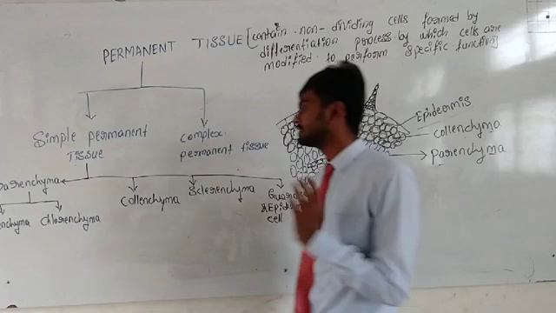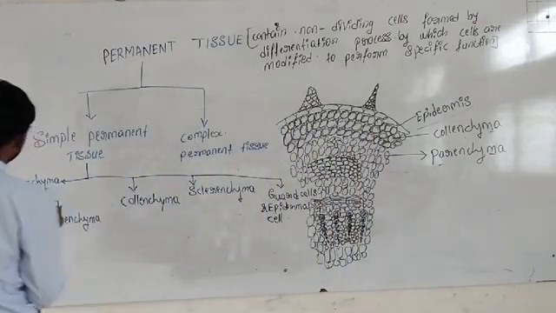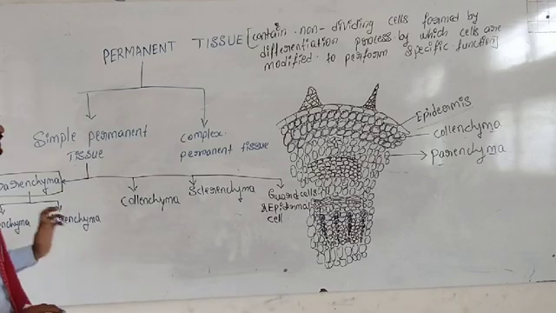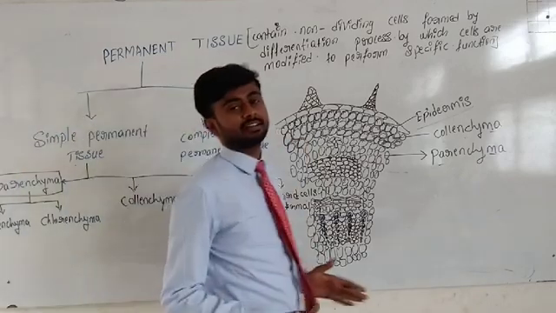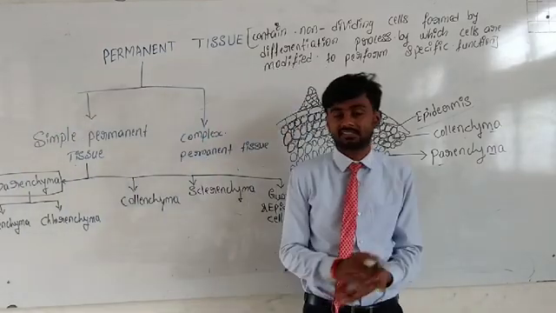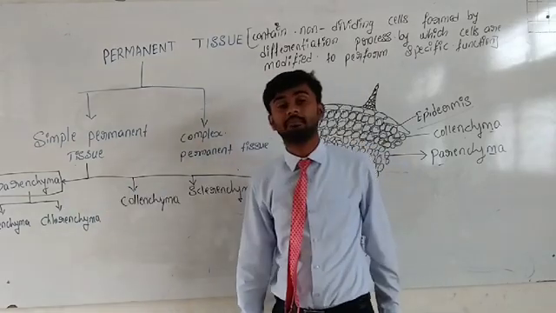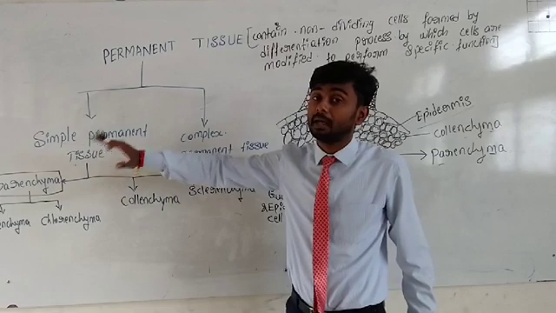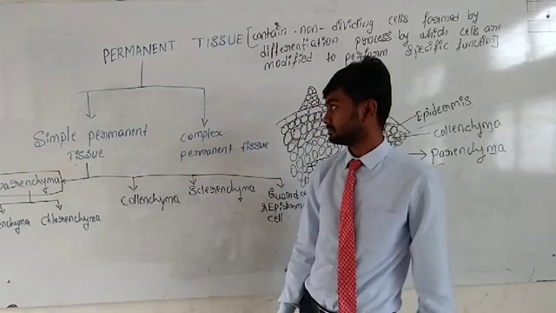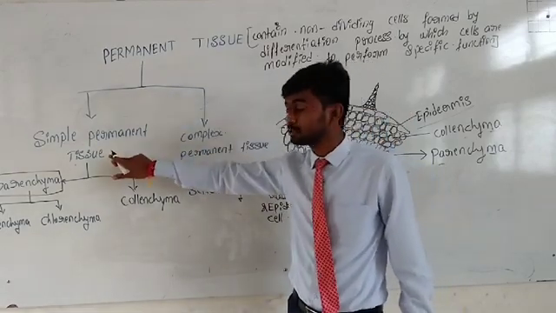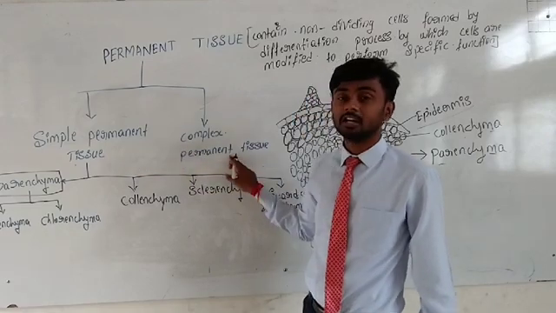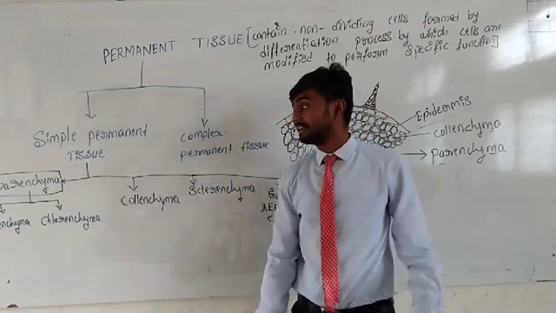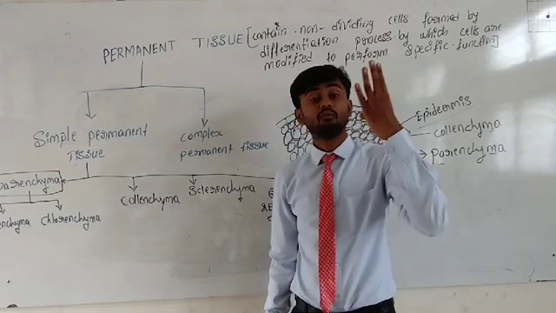Dear students, very important. The first one is parenchyma. What do you mean by parenchyma? It's very important for 2 marks. Parenchyma is a type of simple permanent tissue. Permanent tissues can be divided into two types: simple permanent tissue and complex permanent tissue. Listen to me, students. Simple permanent tissues are again divided into four types.